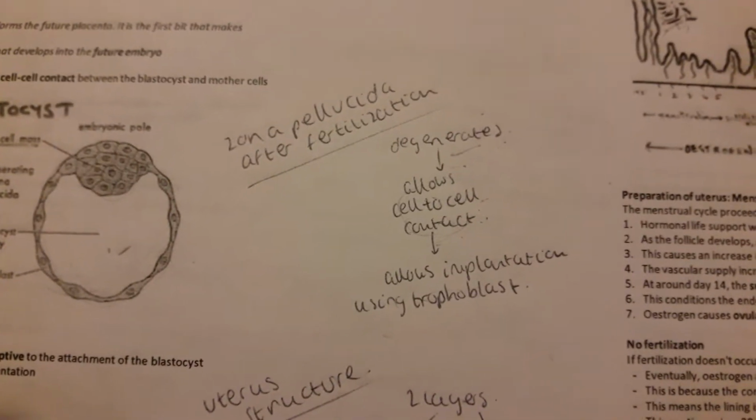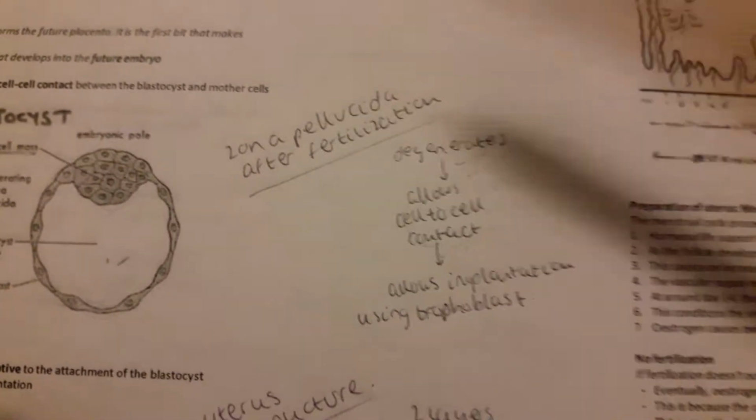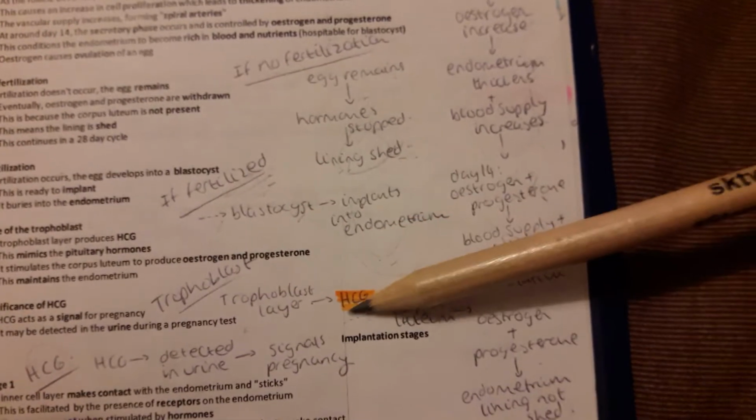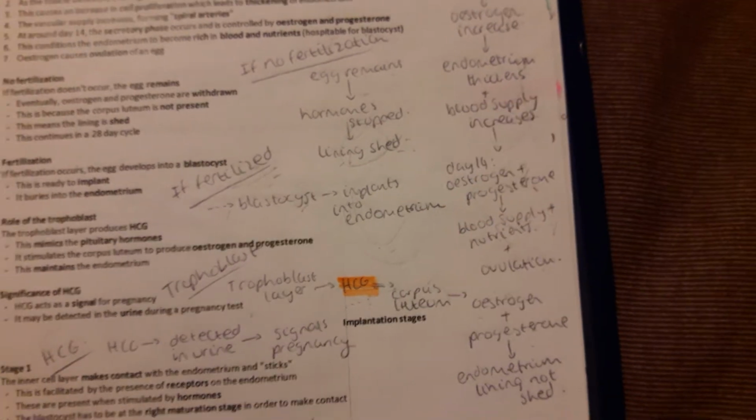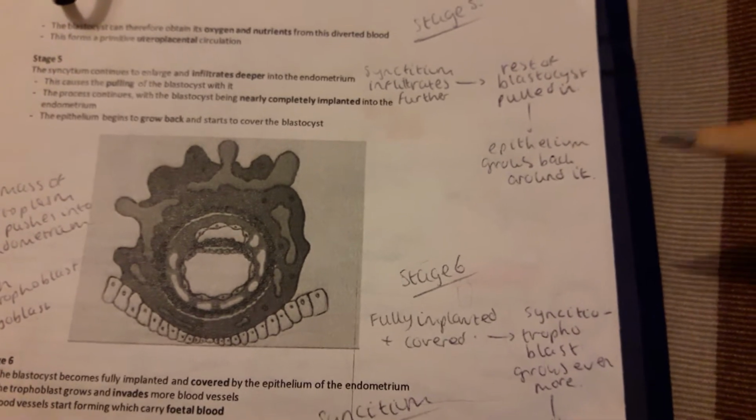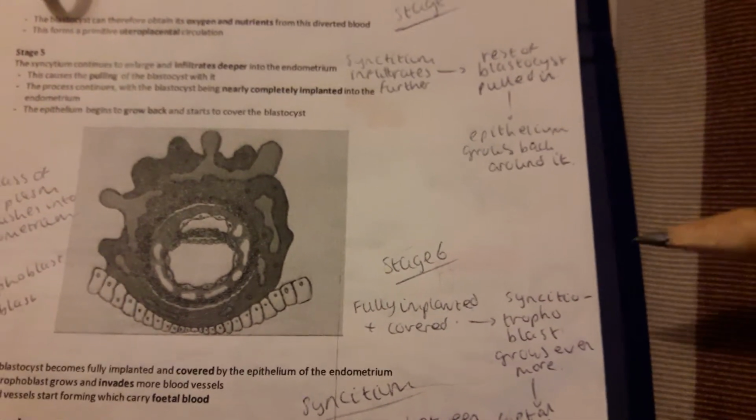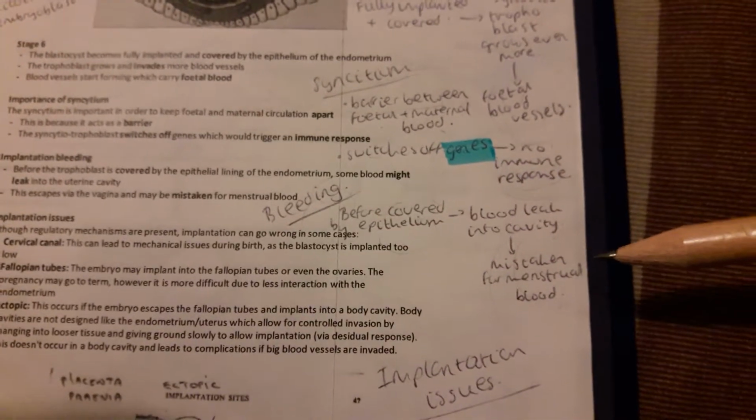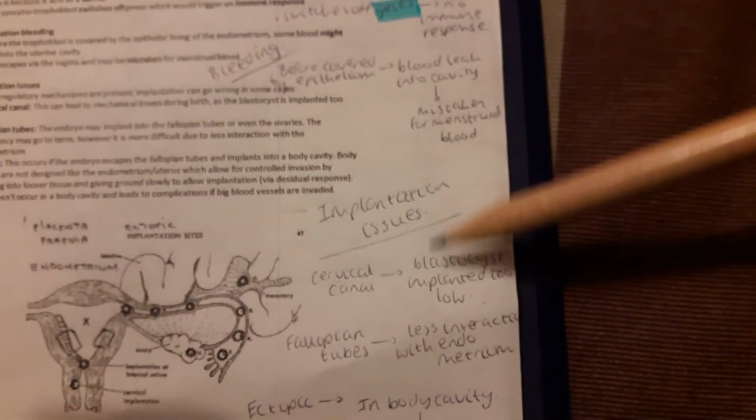So just to quickly summarize what we looked at in this lecture, we looked at the zona pellucida degenerating after fertilization, the uterus structure with the endometrium and the myometrium, the menstrual cycle, and what happens if the egg is fertilized. The trophoblast produces human chorionic gonadotrophin, which stimulates the corpus luteum. Looked at the 6 stages of implantation, and the fact that the syncytiotrophoblast dissolves the blood vessels, allows the maternal blood to bathe the syncytium, then it develops lacunae channels, and then finally fetal blood vessels. And finally I mentioned bleeding, which can be mistaken for menstrual blood, and various implantation issues.